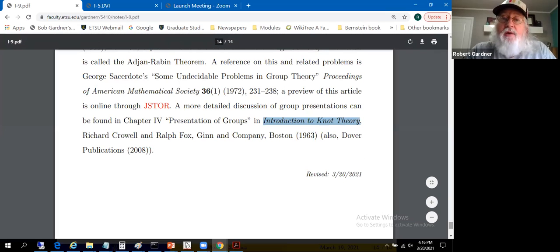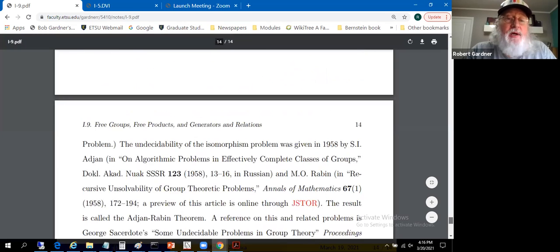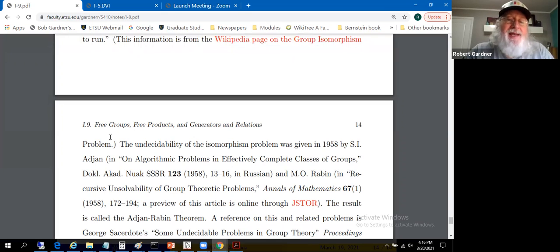But that takes care of group presentations, takes care of free groups, free products, generators and relations. Really, it's the group presentation material that catches my eye the most in all of this. And it was done in terms of the free groups. So that's why free groups pop up, and then the discussion of group presentations. And that takes care of Chapter 1.